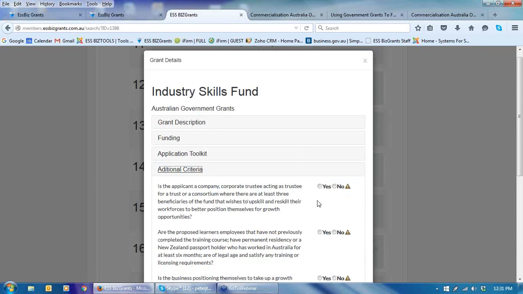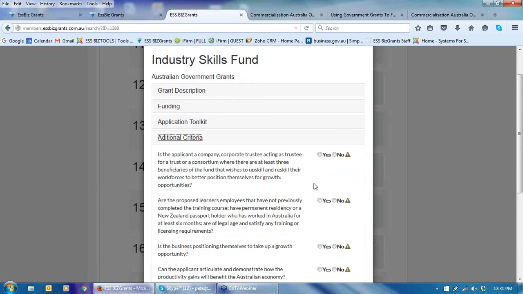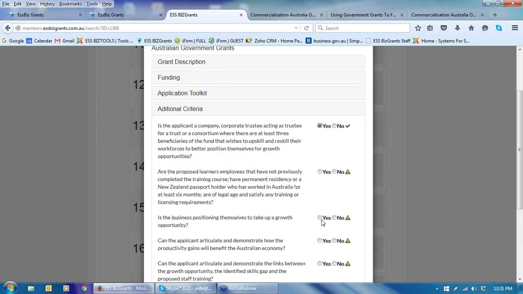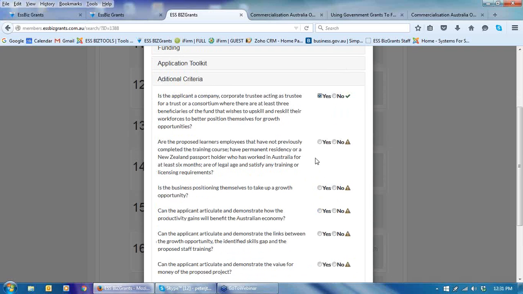We might just look at the additional criteria. I'm going to answer yes to that. We haven't caught up with the change in that question because it's now any type of business. So I'll answer yes, so the system operates. There's some rules that if they're from New Zealand, they have to have been in Australia for 6 months. So you can see the question there. We'll answer yes so we can demonstrate.